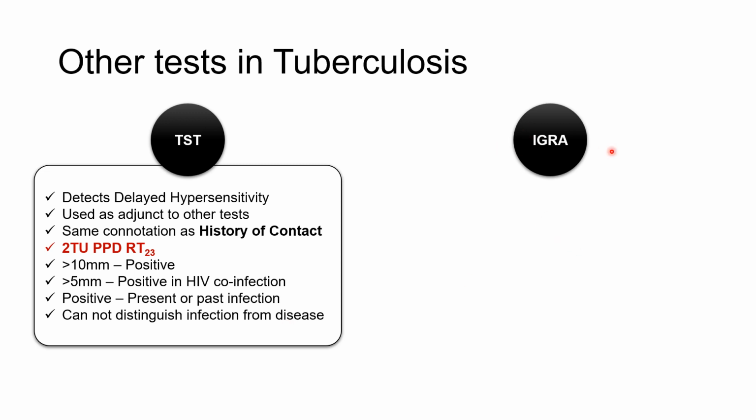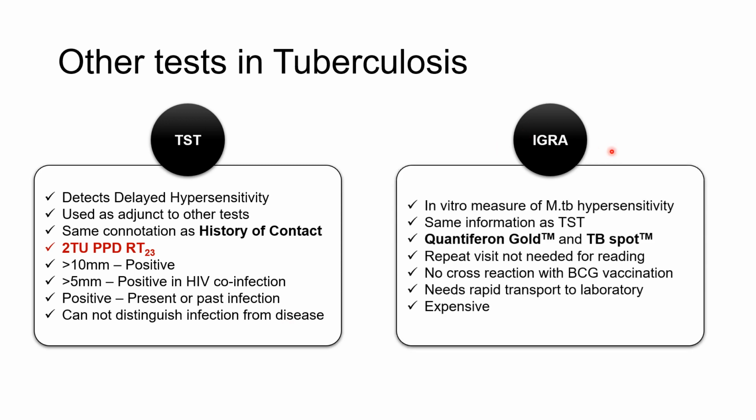What is IGRA? That is interferon gamma release assay. It is an in vitro measure of Mycobacterium tuberculosis hypersensitivity, so basically same as TST. It has the same information as TST. Two types of tests are available. One is QuantiFERON Gold and the other is T-SPOT.TB.